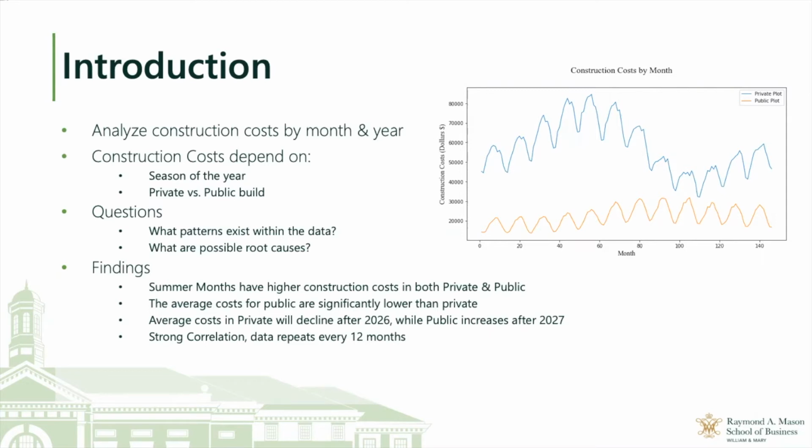For the introduction, we are going to briefly look at a graph on your right that shows the construction cost by month. The blue trend line is the private plot, and the orange trend line is the public plot. You can see just based off of the graph that the private construction costs are significantly higher than the public costs, and it's almost double over the course of 140 plus months.